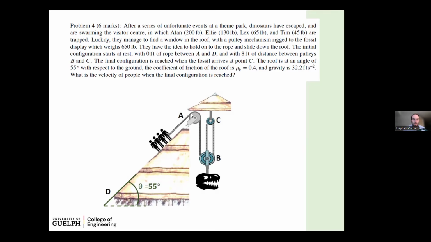Or, what is the velocity of the people when they reach the bottom part of the roof down here at D? A couple of things are interesting here. It's saying that there's 0 feet of rope when we're at the first configuration, when the people are up at the roof at A, and there's 8 feet of rope between C and D. And it also says that the configuration starts at rest. So any initial velocity we know is going to be 0.